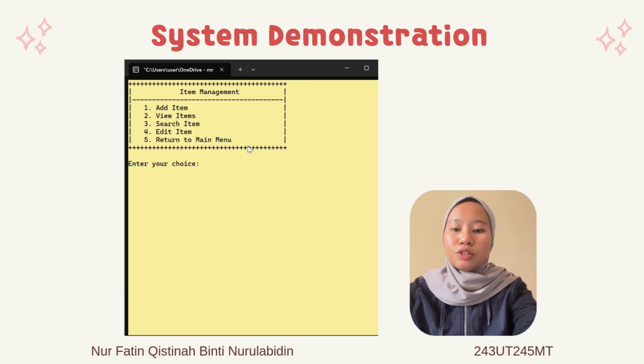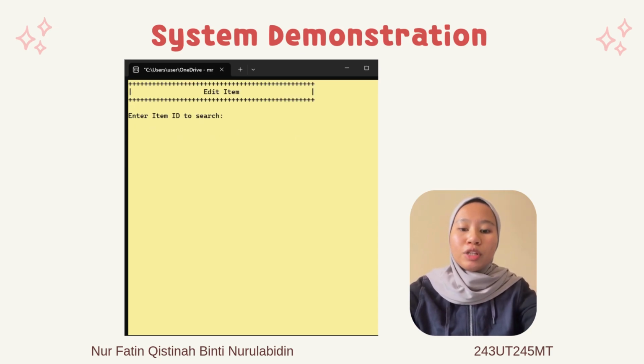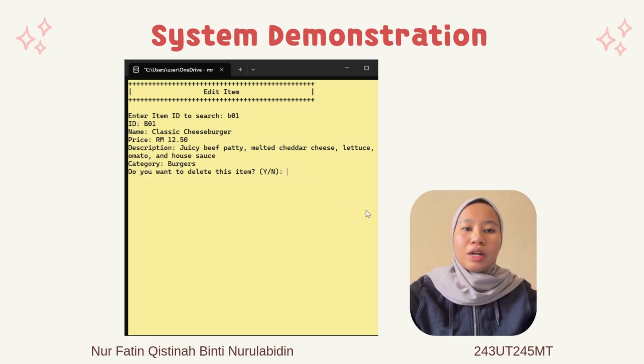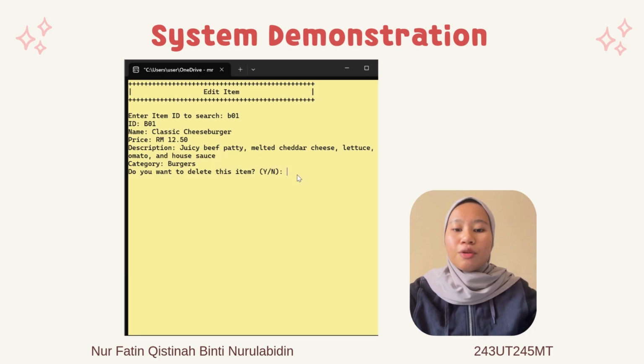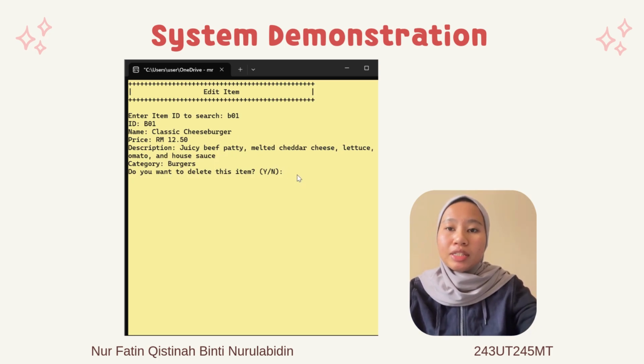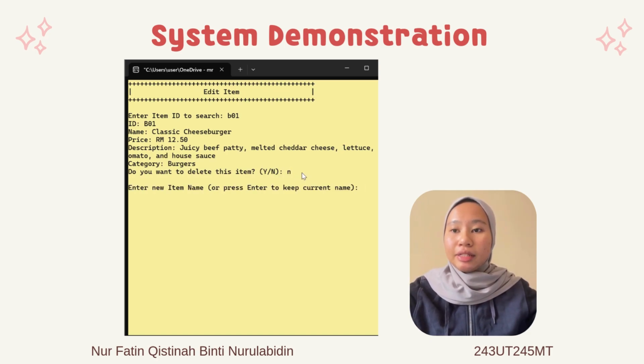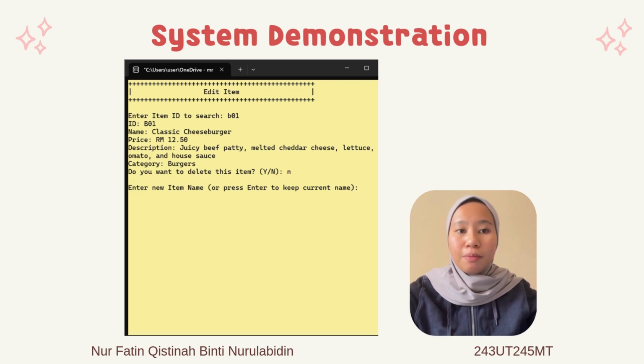So I will go back to 4, and I want to edit an item. Let's say I want P01. Okay, it will show the details. Then I will enter N. No, I don't want to delete this item. So it will prompt the user to enter a new name and price, category, and description.